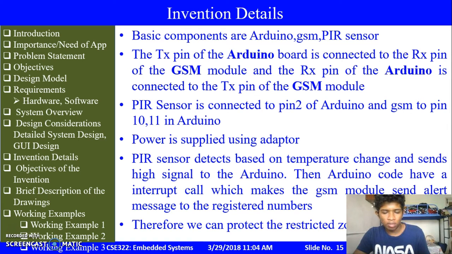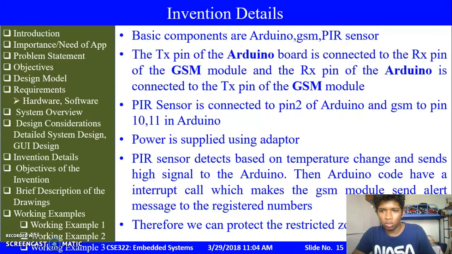So the RX sends a message, and the TX over there in the GSM module gets it. R is for receive and T is for transmit, right? Whenever the Arduino transmits a message using TX, the RX receives the message, and when the GSM transmits a message using TX, the RX of the Arduino gets it. So the system is balanced using these two, and the PIR sensor is connected to pin 2 in the Arduino.